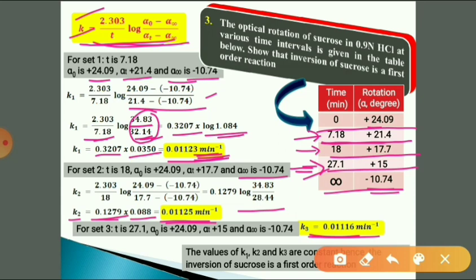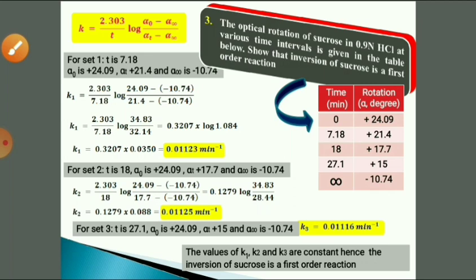If you observe all three values of k, that is k1, k2 and k3, they are almost the same. That means the given inversion of sucrose follows the first order reaction by using the given data. The values of k1, k2, k3 are almost constant, hence the inversion of sucrose is a first order reaction. So in this way we can solve the given problem by using the given data.